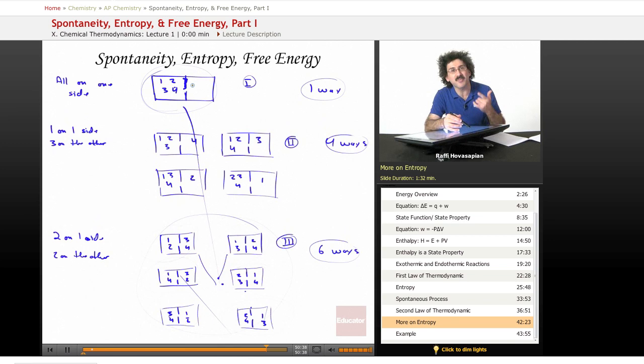In a spontaneous process, entropy always increases. So therefore, from here to here, entropy definitely increases. Therefore, this will happen spontaneously. I don't have to do anything. In fact, all I do is open a stopcock and the gas will rush out and distribute itself evenly.